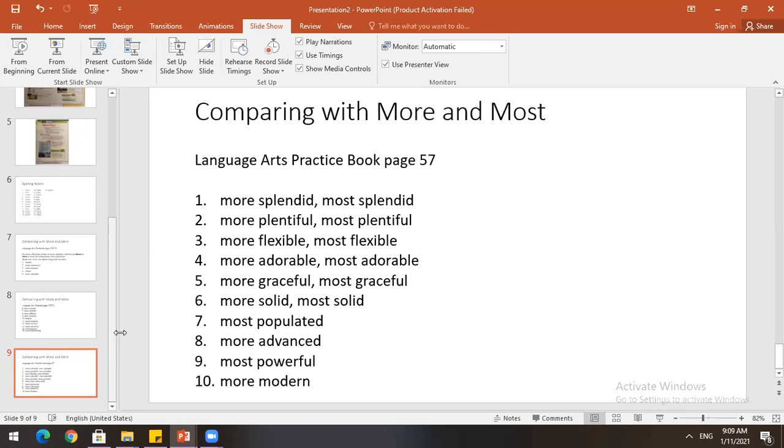Okay. All right. Okay, guys. Miss? Yes. Solid is 2 syllables. Solid is, yes, 2 syllables. But I told you that most 2 syllables, we use more or most. It's an exception when we add ER or EST to 2 syllables. Okay. Another example here, we have graceful. This is 2 syllables. Right? Modern. Yes.